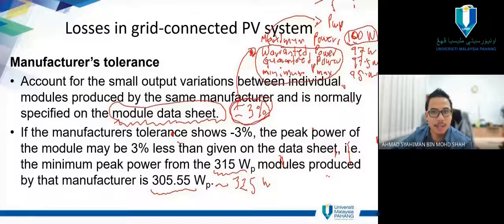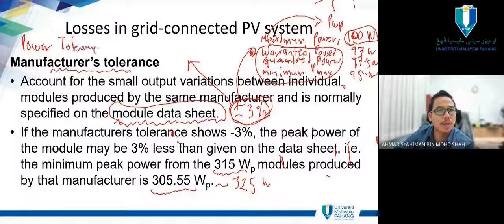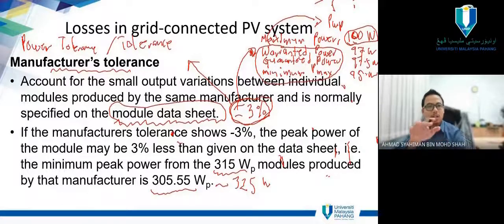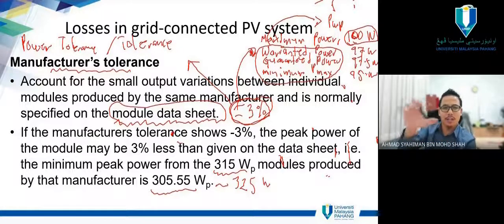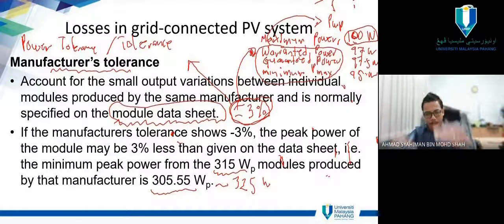This may be called manufacturer's tolerance, manufacturing tolerance, power tolerance, or just tolerance. Sometimes they use the wording tolerance only, but usually they are located near the PMP value. In some cases they put it isolated in the wordings down after the data sheet. This tolerance value must be plus minus.